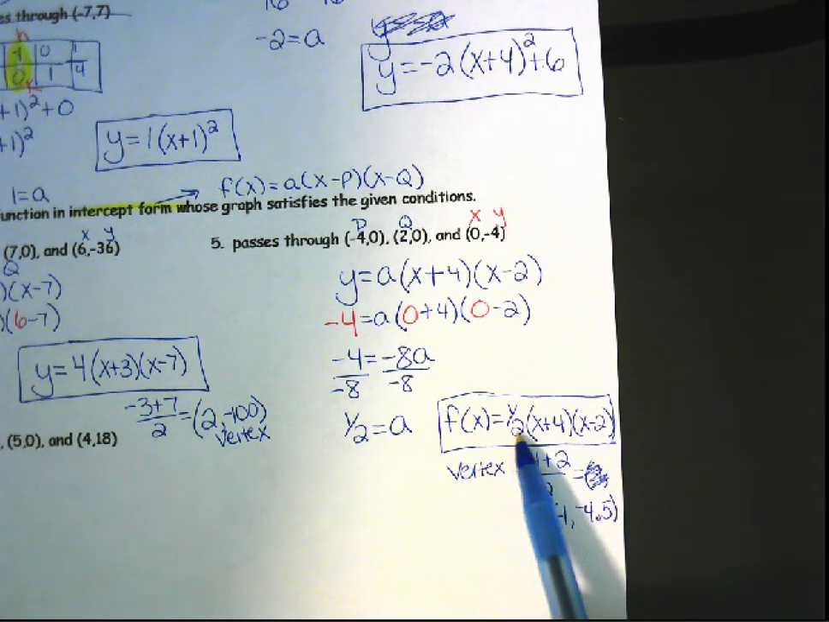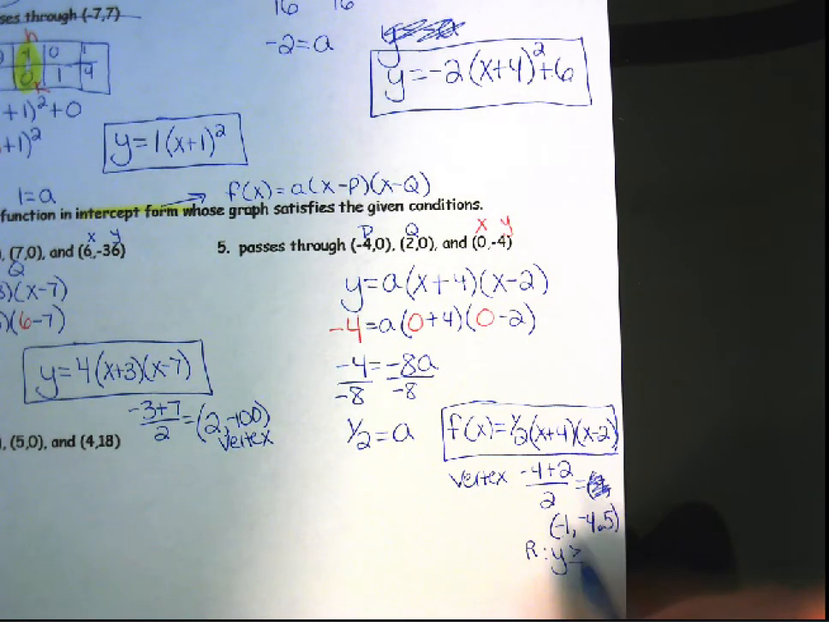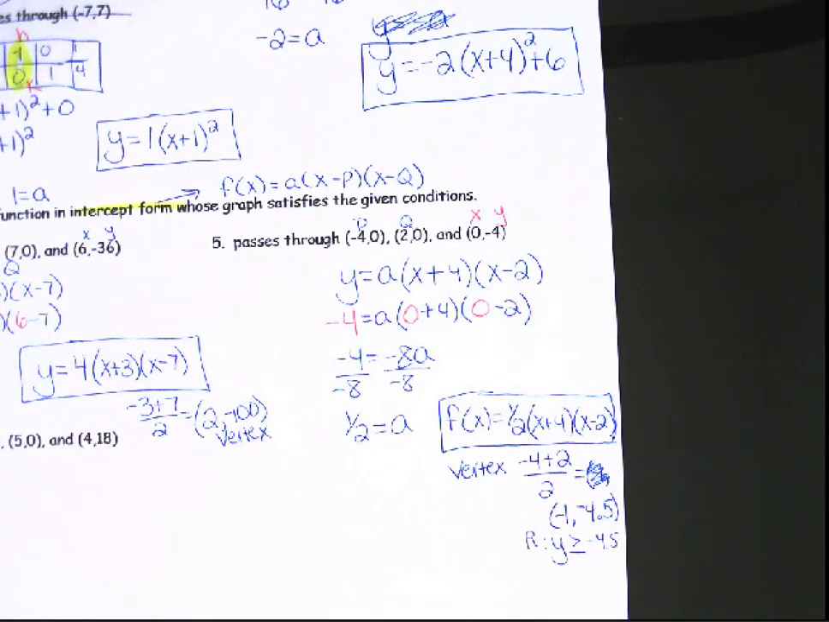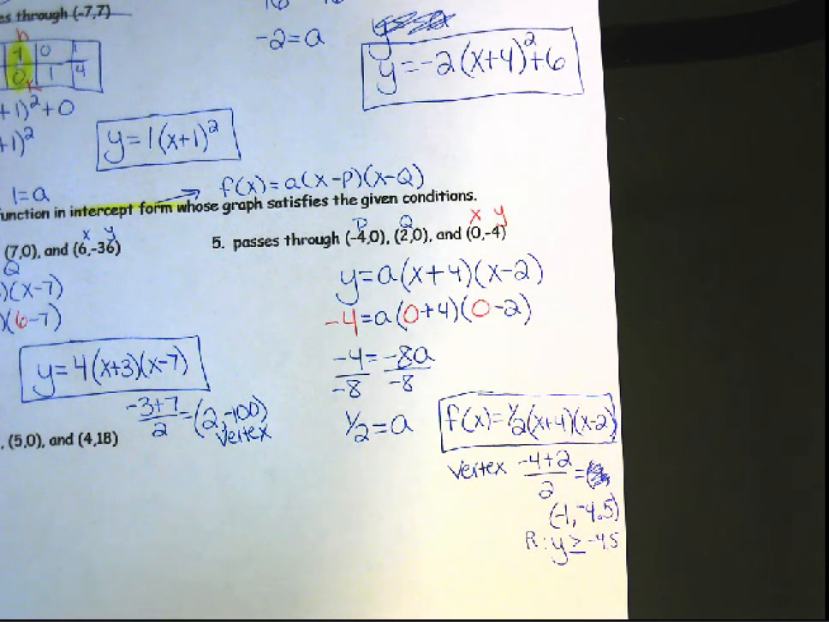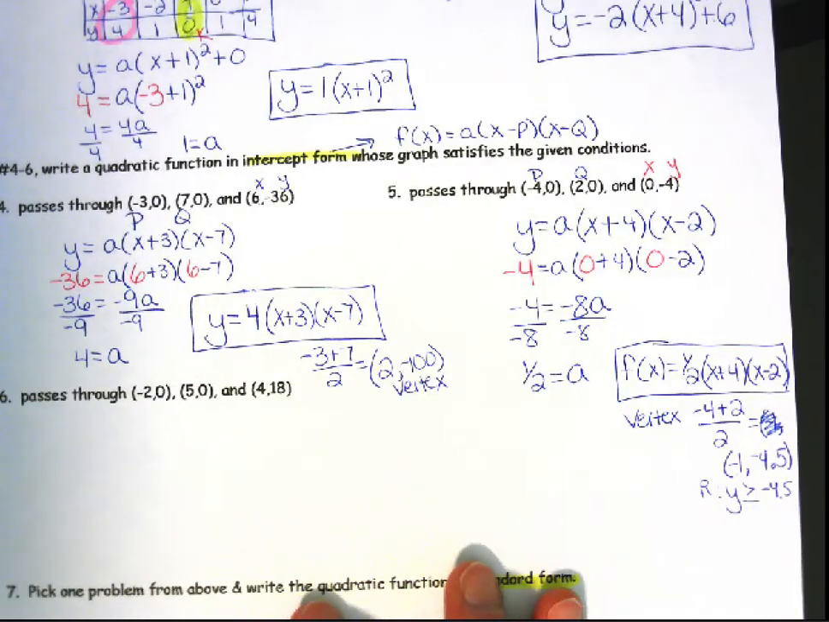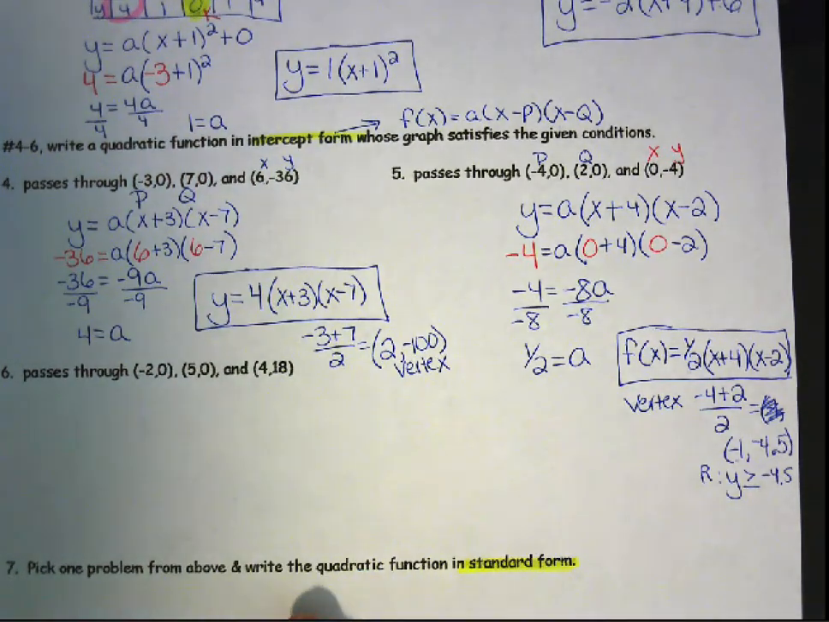Notice it's positive, so the range would be y is greater than, because it's opening up like that. So they could ask you all kinds of questions and you can still pull your information, okay? Now there is one other example on here, but I'm going to go ahead and skip it just because I don't want this video to be really long and we still have a number 7 that I want to talk about.